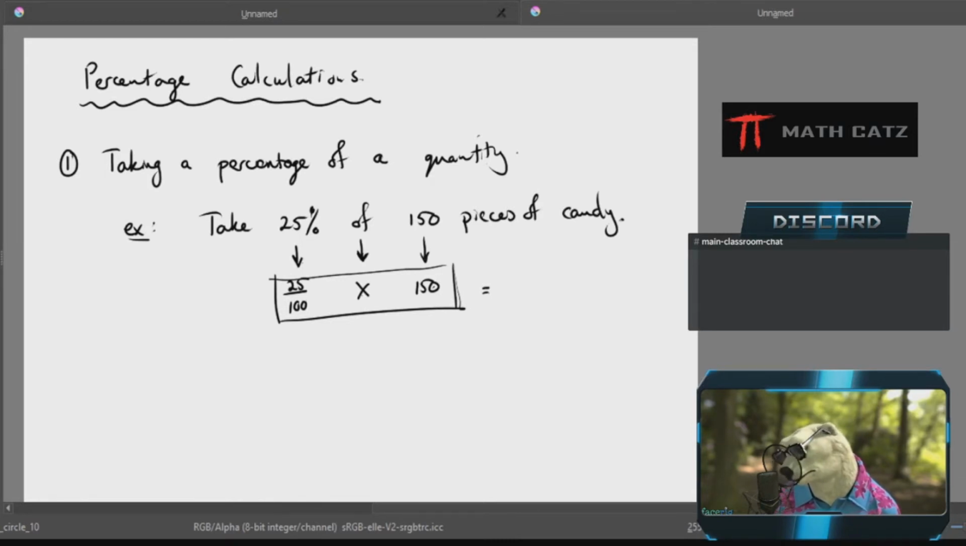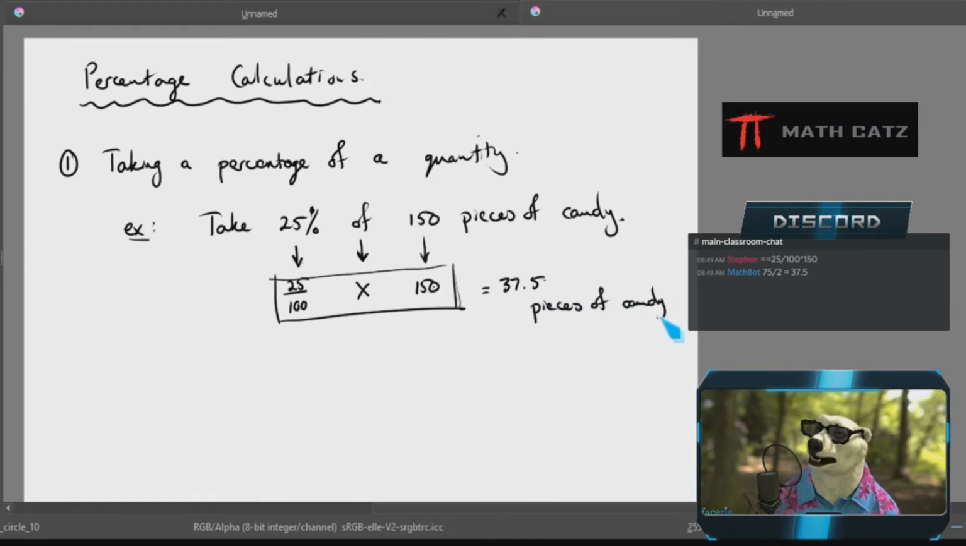25 divided by 100 times 150 is 37.5. Remember, this answer now is pieces of candy. So I have to decide, do I do 37 or do I do 38? Or do I just cut a piece of candy in half and then give some random kid half a piece? That might not be the best idea. Regardless, I need to take a percentage of some quantity.